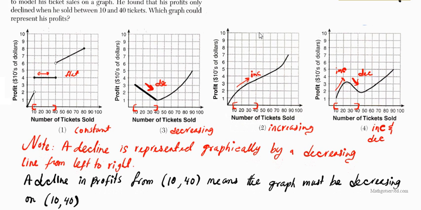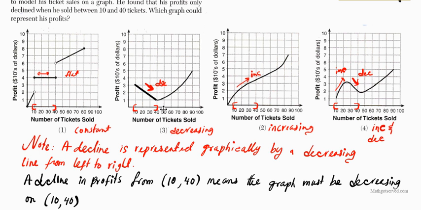You just have to remember that if a graph represents decline, the graph should be decreasing from left to right on that interval. So when you look at the four graphs provided, you want to focus your attention on that domain, 10 to 40, and look at the graph that's going down from left to right. If you look at option 1, it's flat, neither increasing nor decreasing.